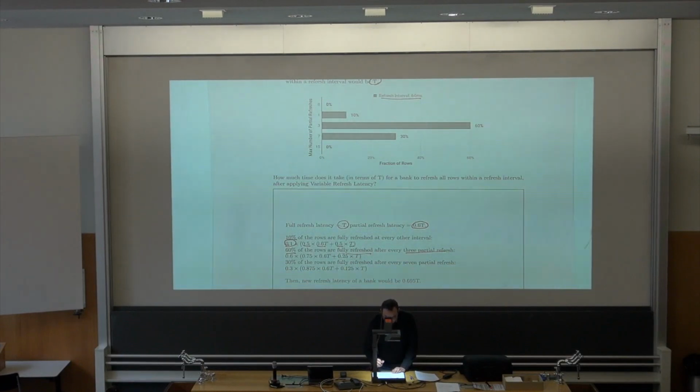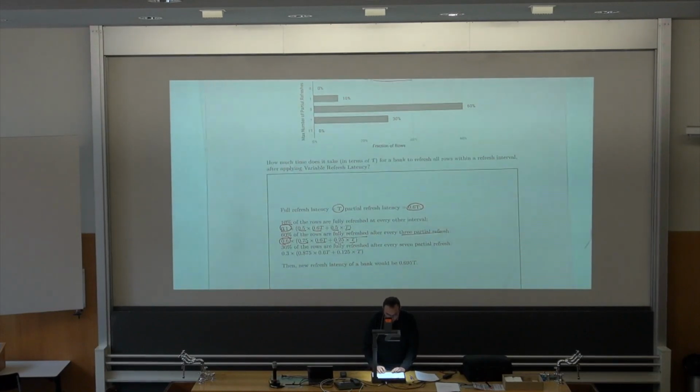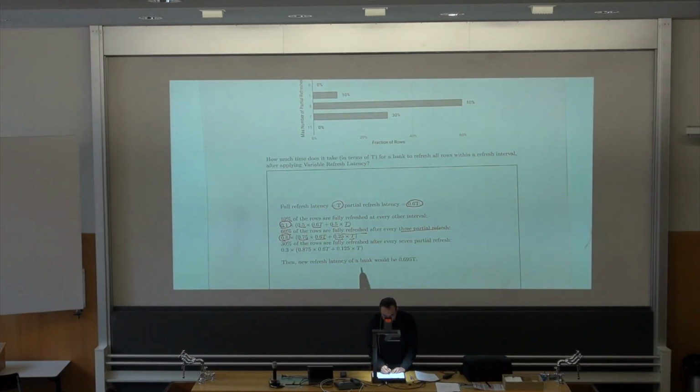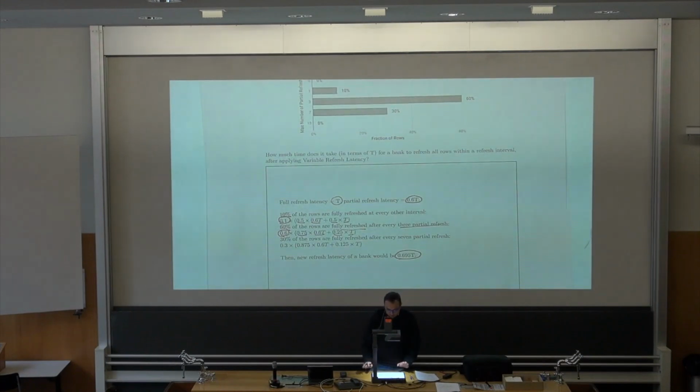And for this one, 60%, 0.6, and then 75% of the refreshes should be partial, and 25% should be full refreshes. So I just calculate these, and then add them up, and then it gives me the refresh latency of a bank as this value. So I hope it's pretty clear now. And a lot of people already found this exact number in the exam, so I just assume that it's easy. But if you have questions, you can ask anytime, interrupt me.